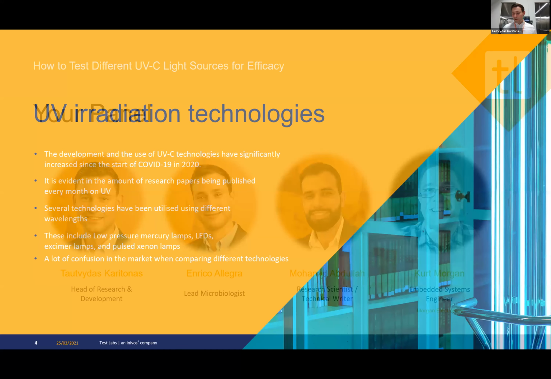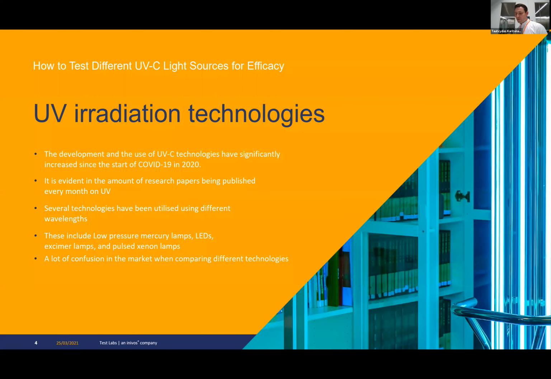So just to start the conversation, guys, when it comes to UVC technology implementation, what do you think is the driving force behind this? Are these marketing claims or scientific evidence? Let's start with you, Mohammed. I think it's marketing claims, because they can persuade the clients or customers with misleading information. So I think they drive what's going on, basically the marketing field. What do you think, Kurt?